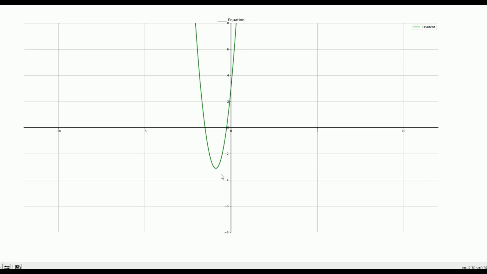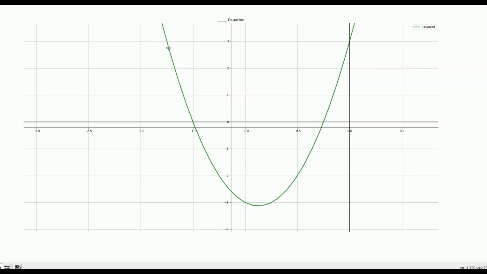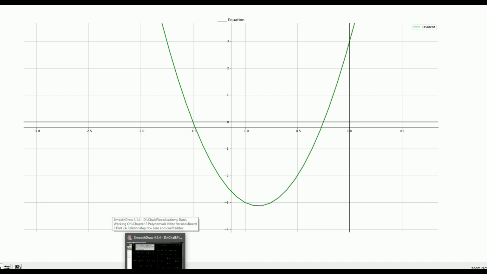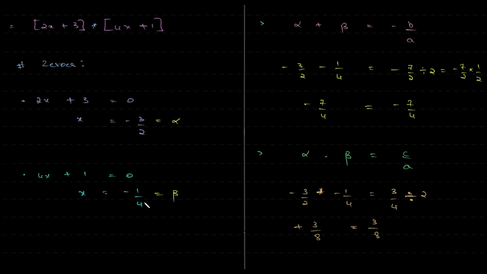Okay, so we have the zeros to be what? Let me zoom in. It's fractions, right? So minus 1.5 and somewhere between 0 and minus 0.5. So minus 2.5. That's what we are getting. What is the answer? So we have minus 3 by 2. That's minus 1.5. 1 by 4 is minus 0.25. Right. We have the right zeros.